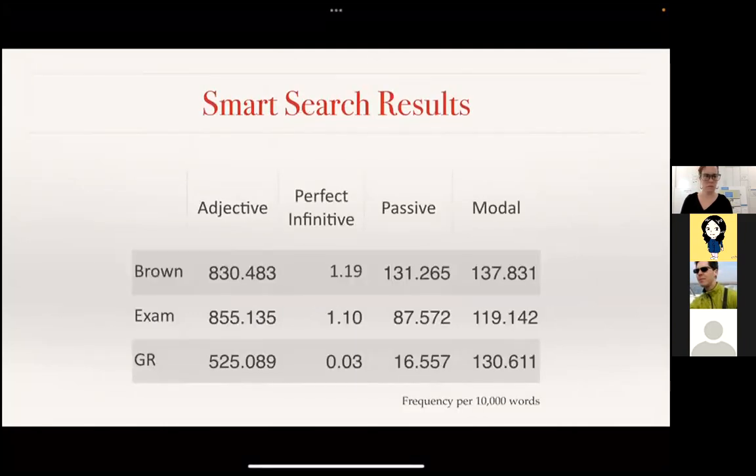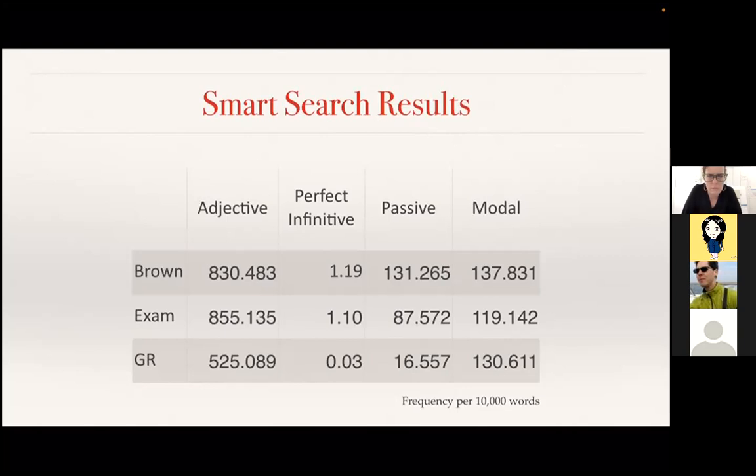So this is the smart search result of these four structures. And I used Brown corpus as a standard corpus of English, just for convenience. It is quite old, the first American corpus compiled in the early era of corpus linguistics, but the size is relatively small, so it's easy to deal with. So I used that for convenience today. And I used the examination passage corpus and graded reader corpus and compared them in the frequency of these structures. This number is shown in frequency per 10,000 words.